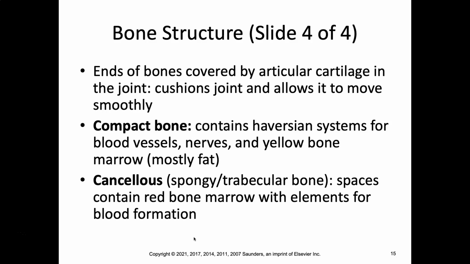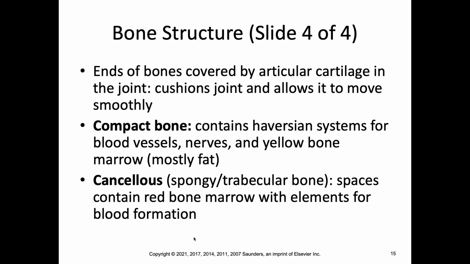If you ever hear of someone who takes glucosamine chondroitin for their joints, they're actually trying to build up that cartilage that gets worn down over time. Compact bone has Haversian systems for blood vessels, nerves, and yellow bone marrow made up mostly of fat. Your cancellous bone, also known as spongy or trabecular bone, you're going to need to know all three: cancellous equals spongy equals trabecular. Those spaces contain red bone marrow with elements for blood formation.